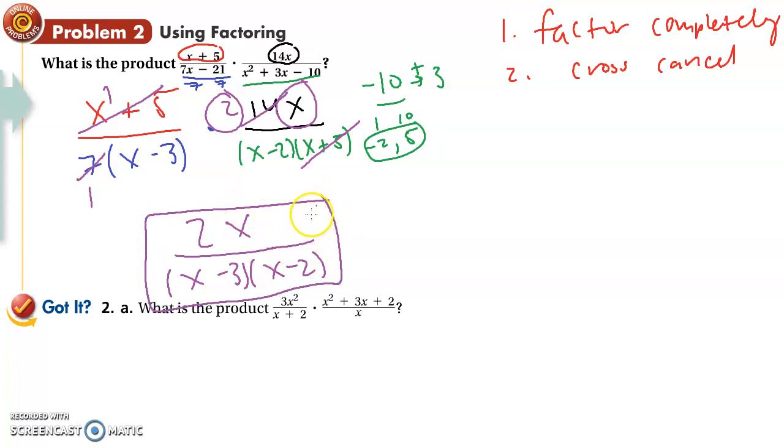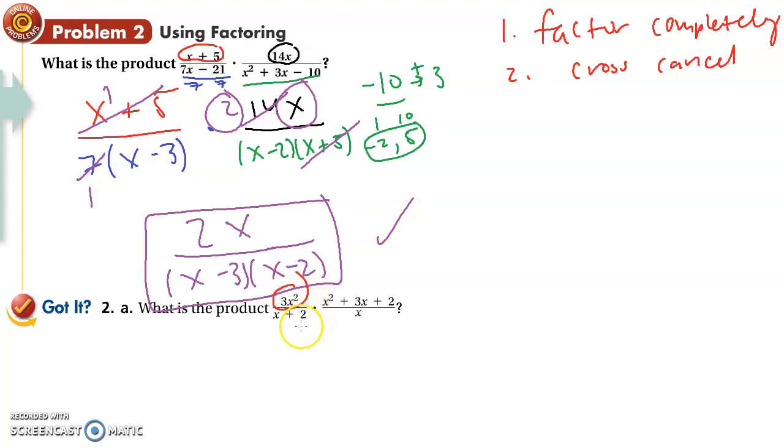They don't say anything about finding the excluded values, although we could see that there are easy excluded values. There'd be 3 of them, it looks like. 1, 2, and 3. But they don't say that, so this would be our answer. So we're going to factor completely, then cross cancel. Let's go ahead and look at this example over here.